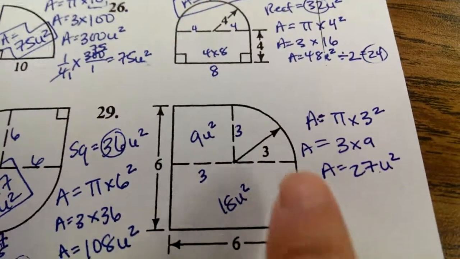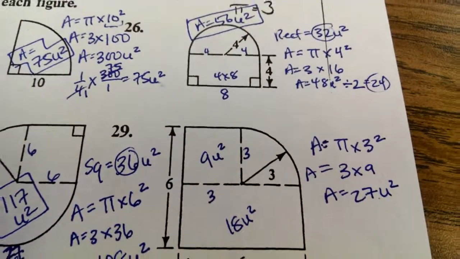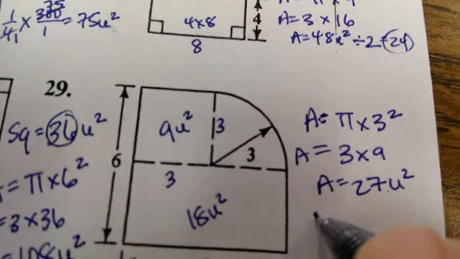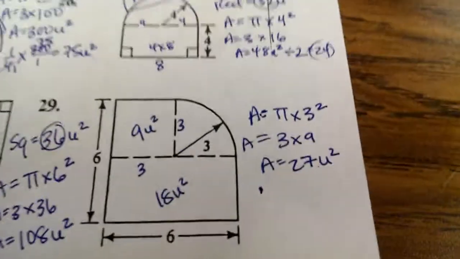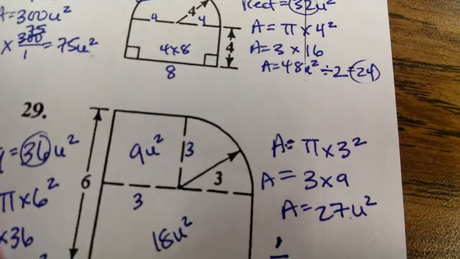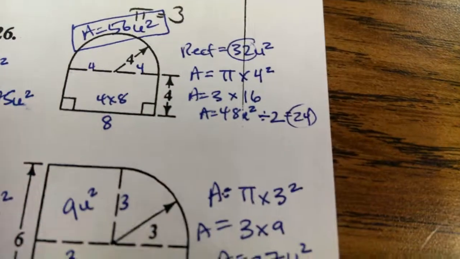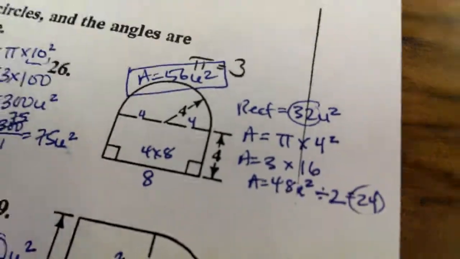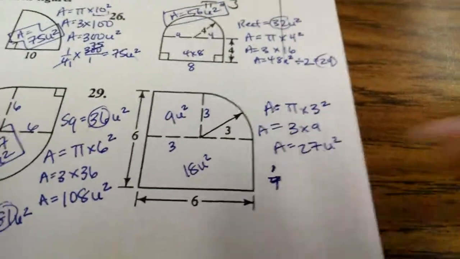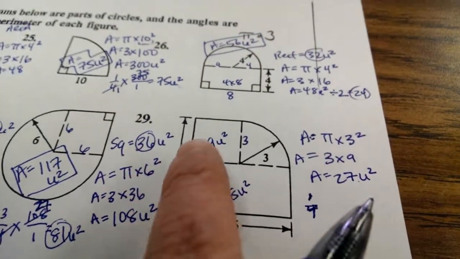Now that's the area for the entire circle. We only have 1/4 of the circle, so we need to take 1/4. Sorry, it's hard to write with one hand. We need to take 1/4 of 27. Okay, I can't finish this problem. But you take 1/4 of 27, and then you would add the 9 and the 18.